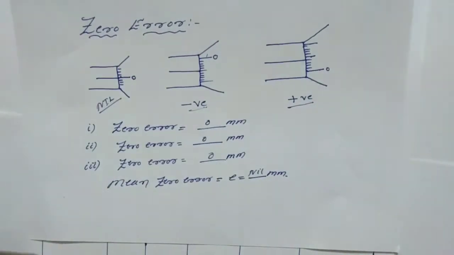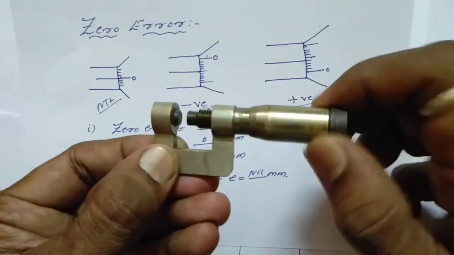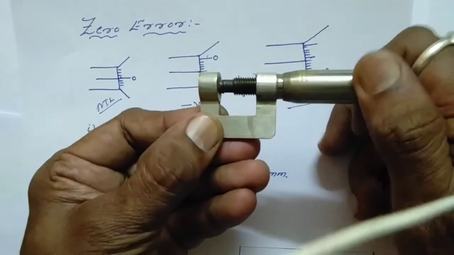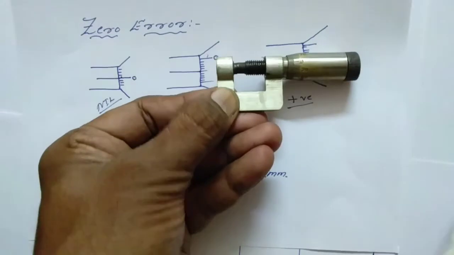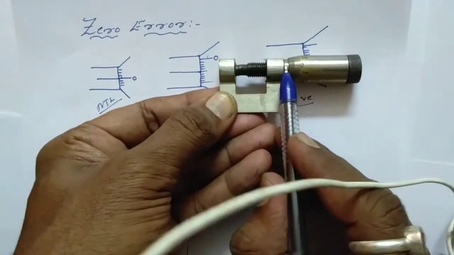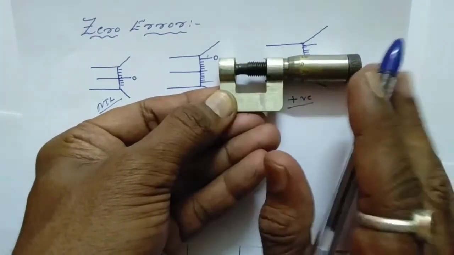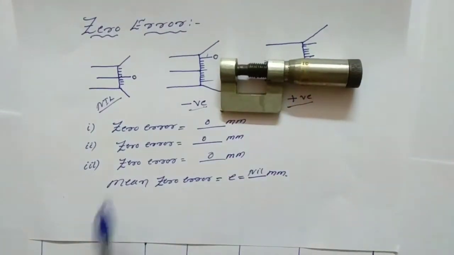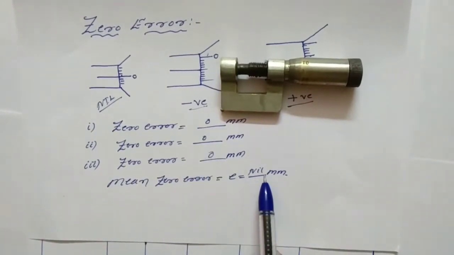So let us consider our screw gauge. Turn this one completely, you will get a sound. You please see here the 0 baseline. This is the baseline here. This is coincided with the 0. Then there is no error for this. So the error is equal to 0, 0, 0. Then you take the mean value of this, that is nothing but nil.